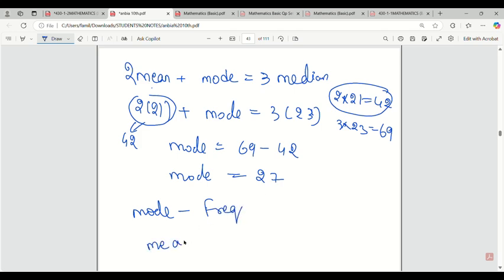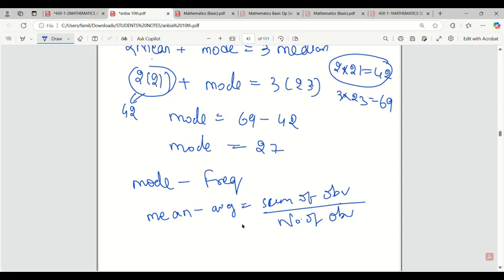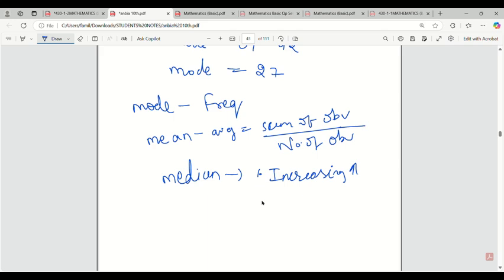Mean is nothing but the average, right? Sum of observations divided by the number of observations. But when we go for median, what do we do? First thing, we arrange in increasing order. Then we try to strike out, or cancel out, the values.